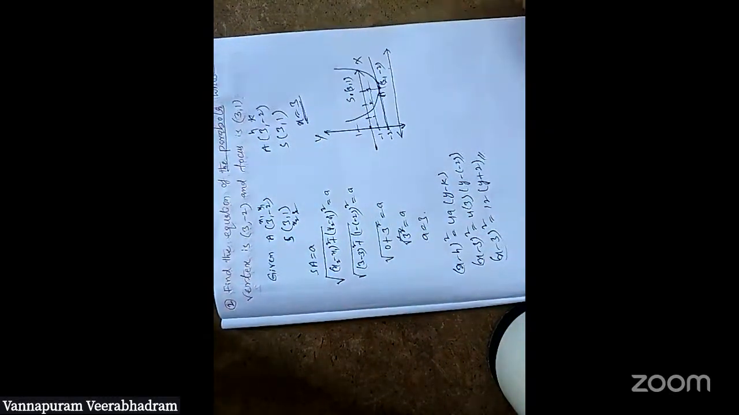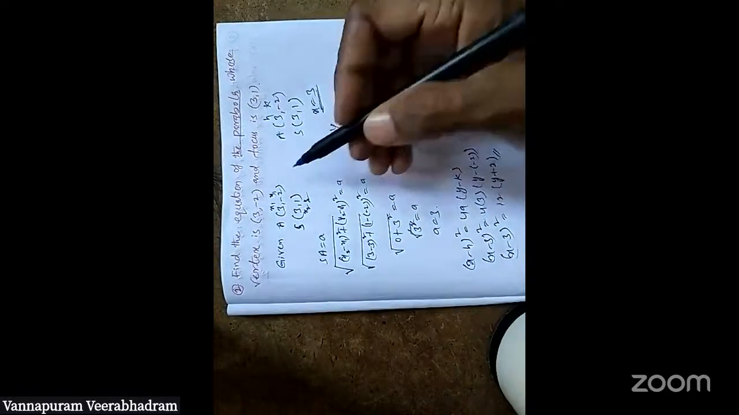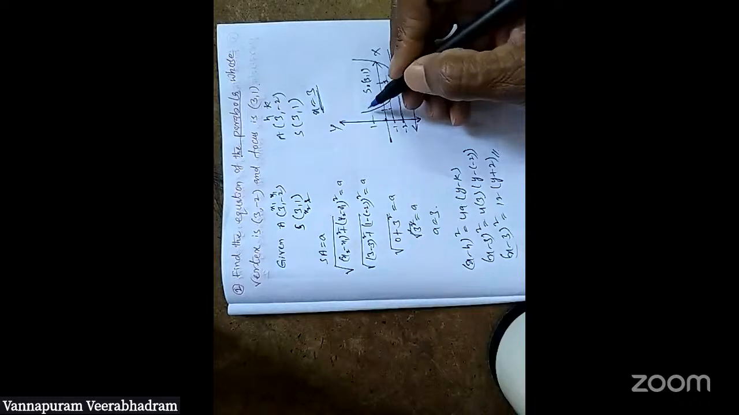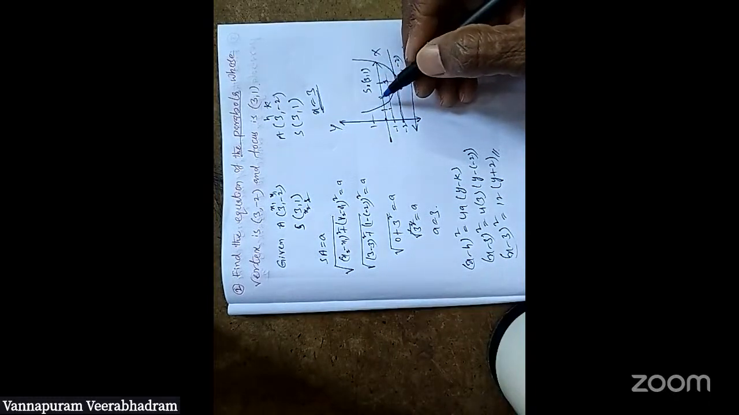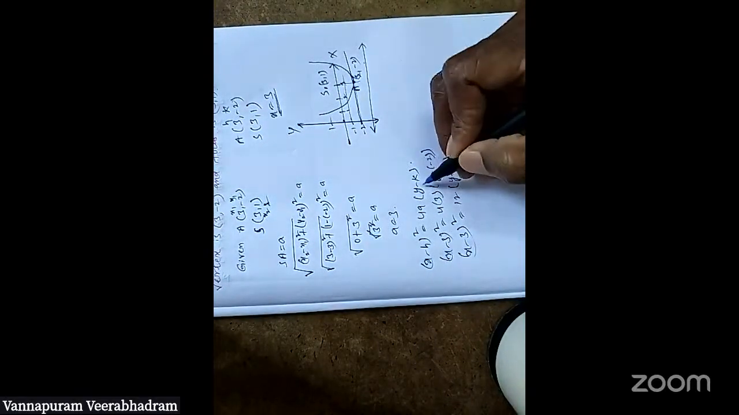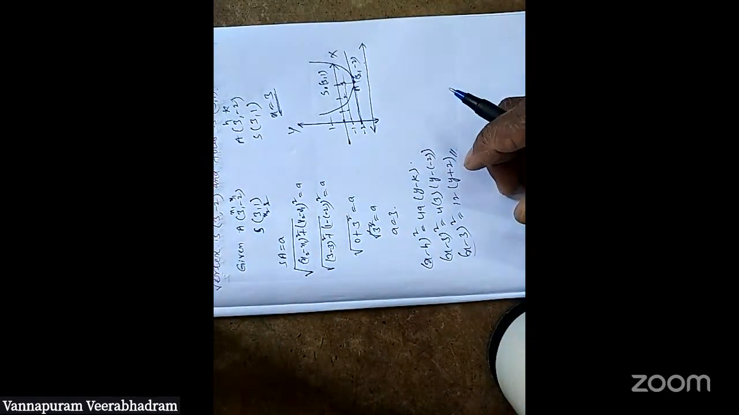So this is a very important problem for 2 marks. So first, based on the position of the points, vertex and focus, we had to identify the form of the parabola. And now we have to write the formula and substitute the values. We will get the equation of the parabola. Next, we will do one more problem.